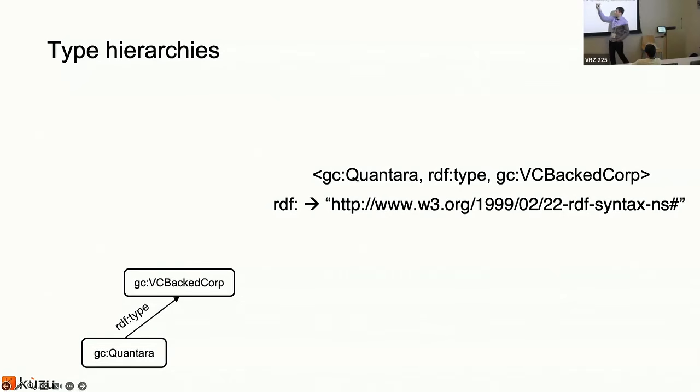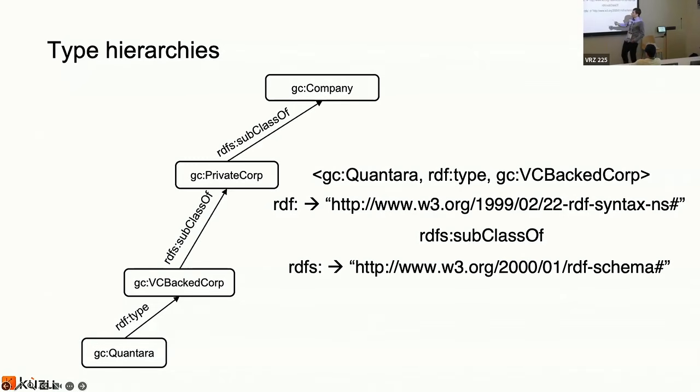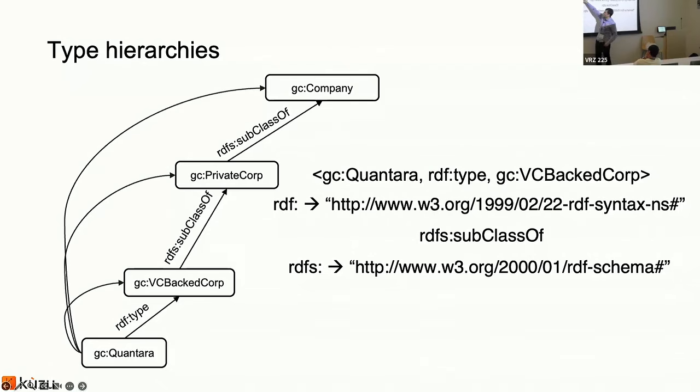Here RDF is a standardized namespace with a set of vocabulary that you can use. There's also something called RDFS subclass of, another verb you can use to construct type hierarchies. The core two things, RDF type and RDFS subclass of, let you provide this type hierarchy. This says Quantara is not only a VC-backed corporation, but also, indirectly, a type of private corporation. It's also a type of company, right?